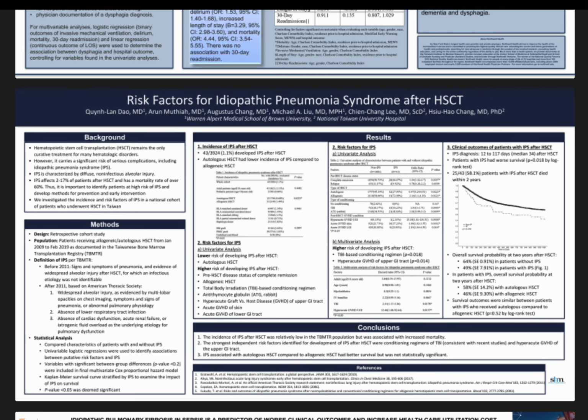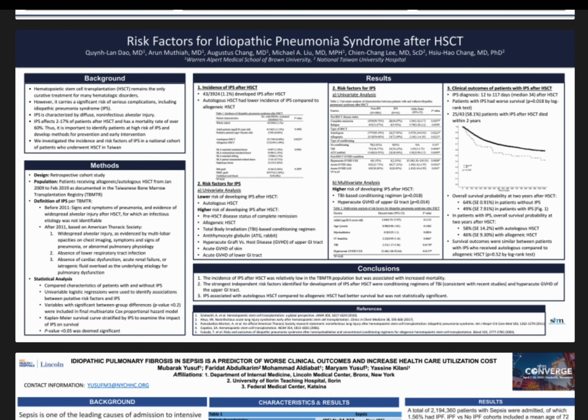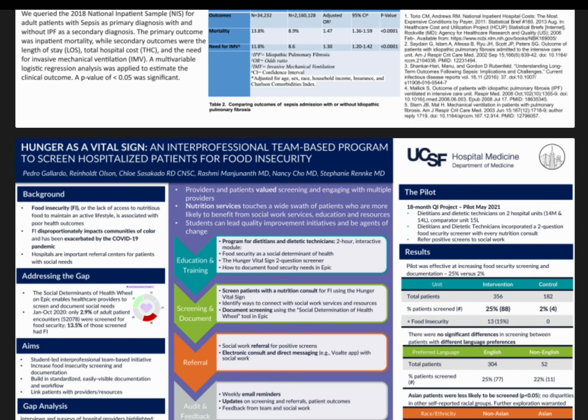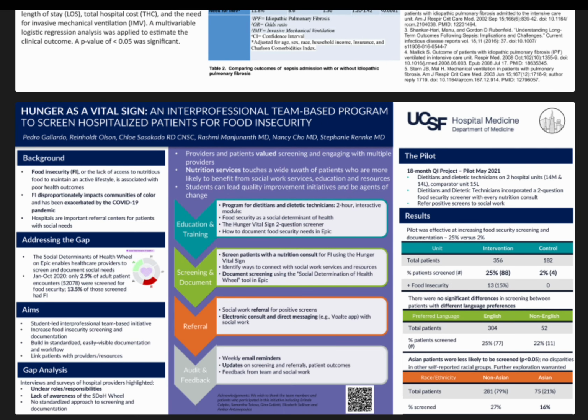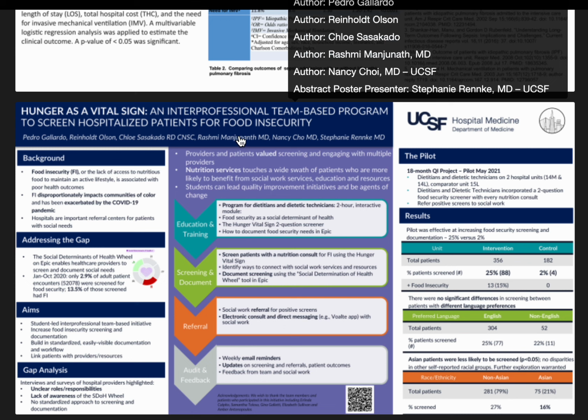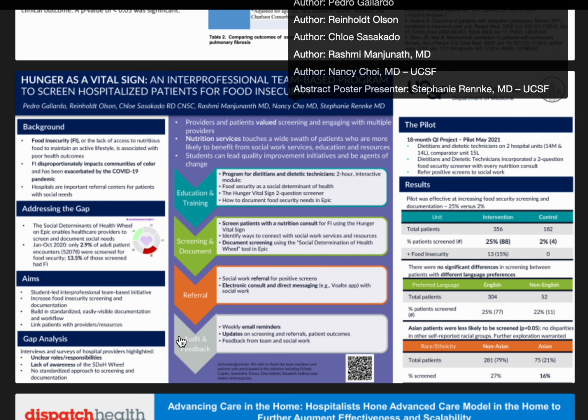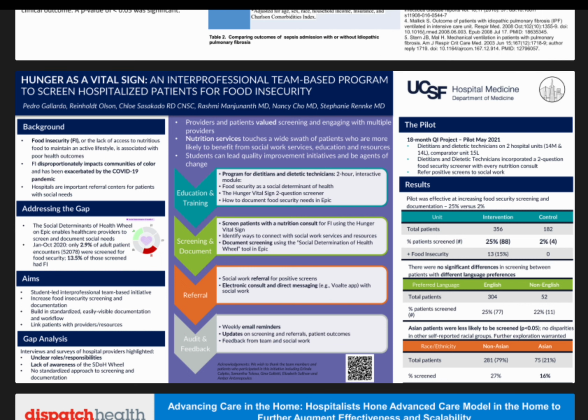Risk factors for idiopathic pneumonia syndrome after HSCT. Hunger as a vital sign, an interprofessional team-based program to screen hospitalized patients for food insecurity. Food insecurity is a social determinant of health. This is a big one. You should read this one and see how this one was made. How can you work on some social determinants of health?